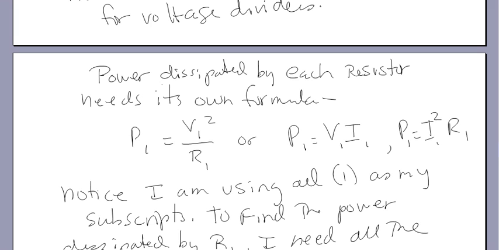Power dissipated by each resistor needs its own formula. Power 1 would be V1 squared over R1, or again, I'm using my basic power formulas, V squared over R, V times I, or I squared R. The only difference here is I'm using all the quantities that pertain to that particular resistor. If I'm looking for the power dissipated by resistor 1, I have to use the voltage across resistor 1 with resistor 1. For the second formula, I have to use the voltage across resistor 1 with the current through resistor 1, or for the third formula, the current through resistor 1 squared times the resistor 1.